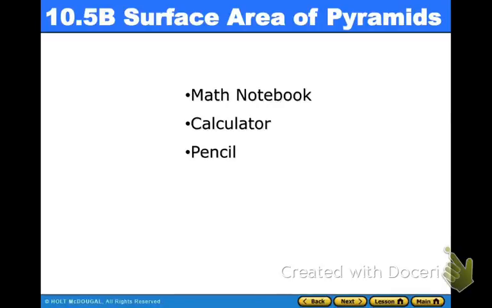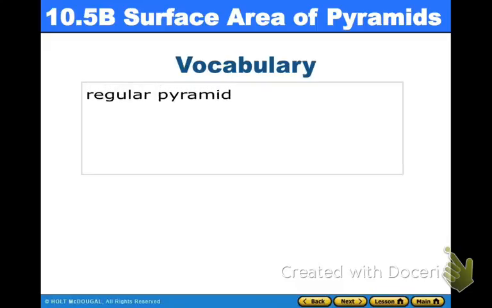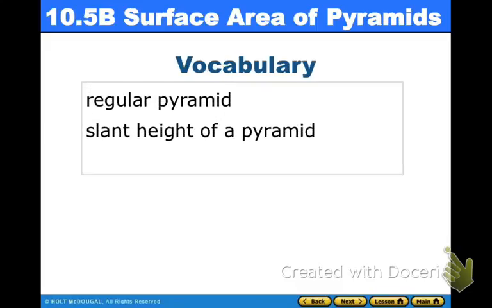Okay, today we're learning about surface area of a pyramid, and remember the surface area of a solid would be the sum or the total of all of the areas of all the faces added up. In a regular pyramid, the base would be a regular polygon, so it could be an equilateral triangular pyramid or it could be a square pyramid, and today we're going to focus on the square pyramids.